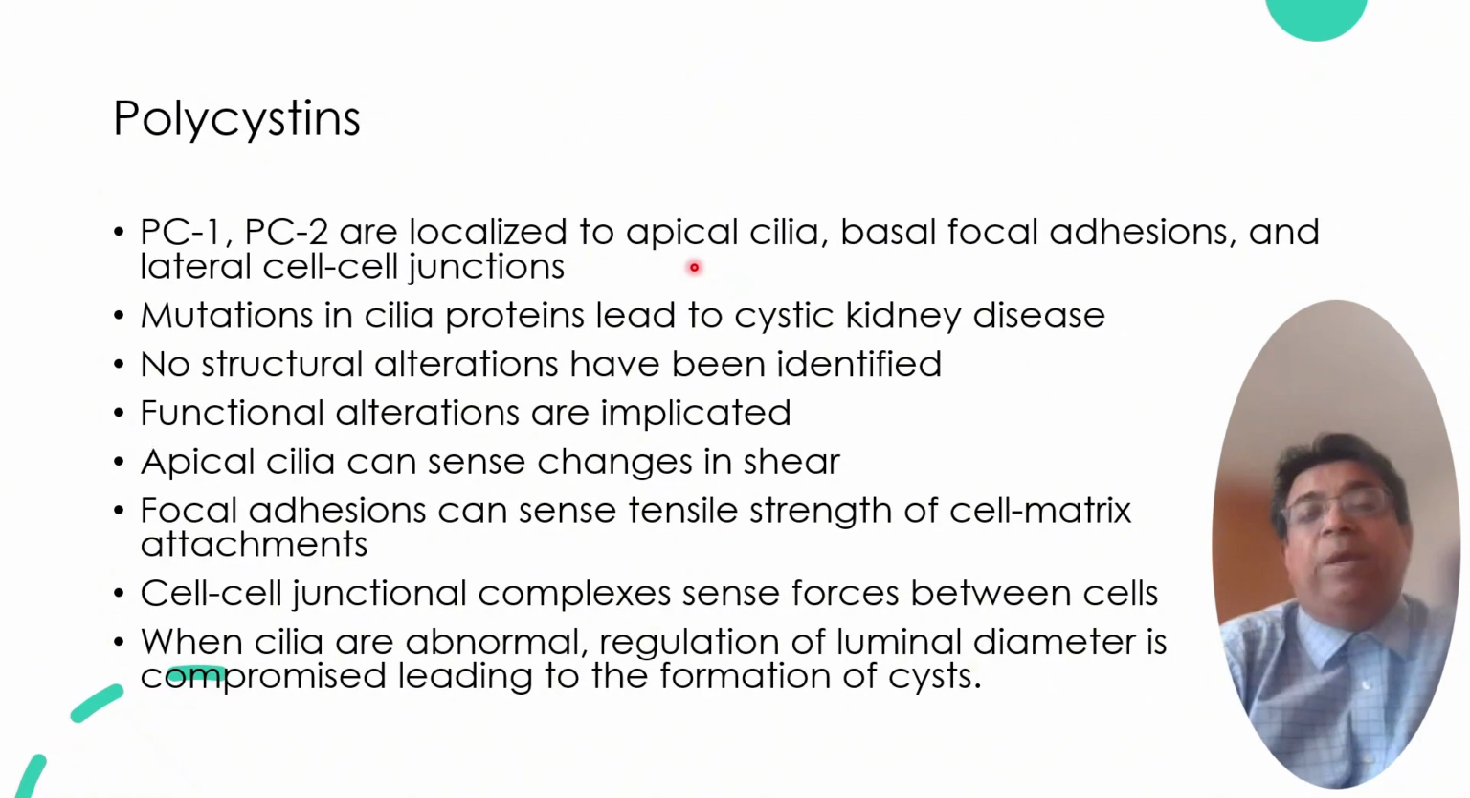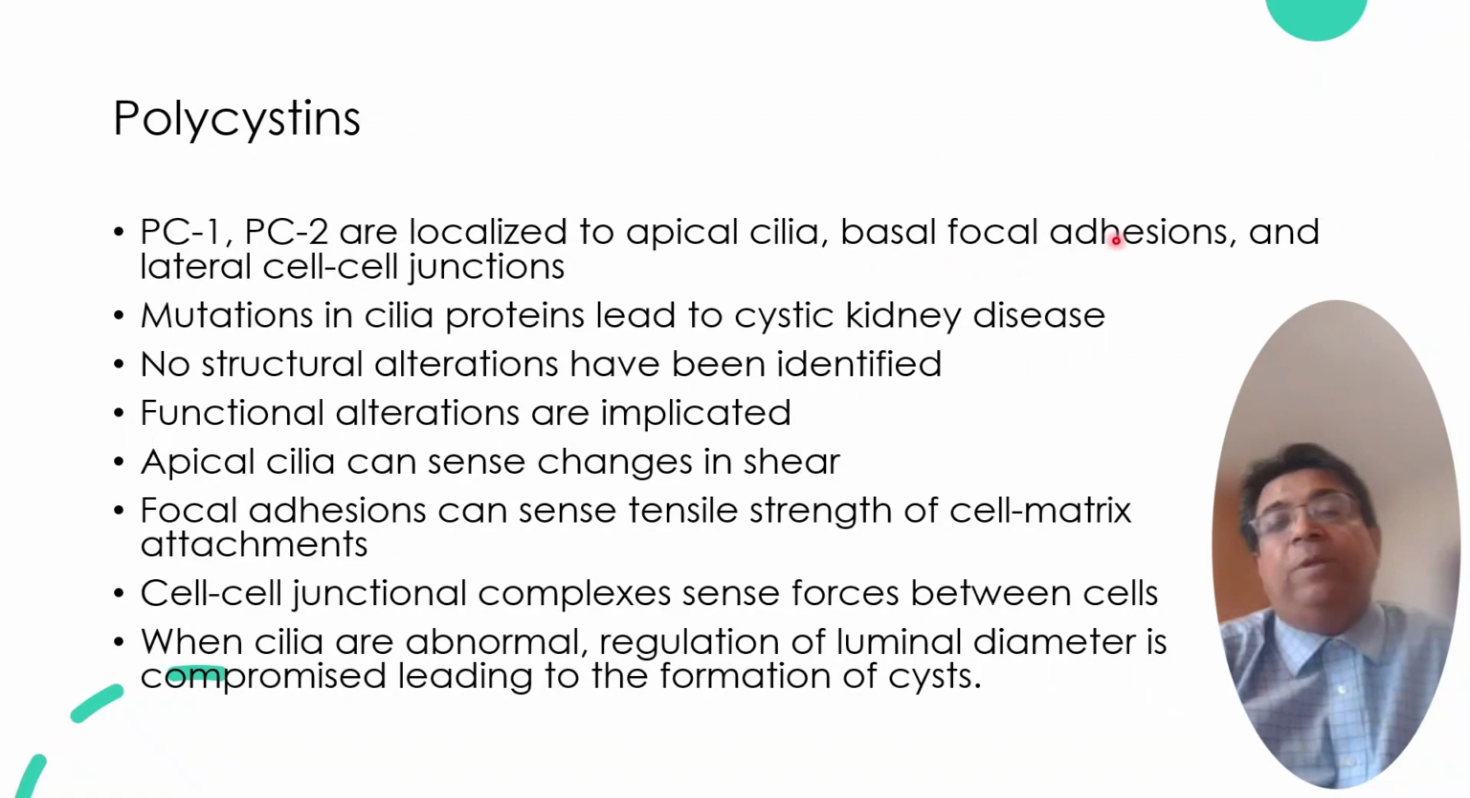Polycystins are localized to apical cilia, basal focal adhesions, and lateral cell-to-cell junctions. Mutations in cilia proteins lead to cystic kidney disease. No structural alterations have been identified. Functional alterations are implicated. Apical cilia are very important in sensing shear. Adhesions will sense tensile strength of cell-to-matrix attachments, and cell-to-cell junctional complexes sense forces between cells.